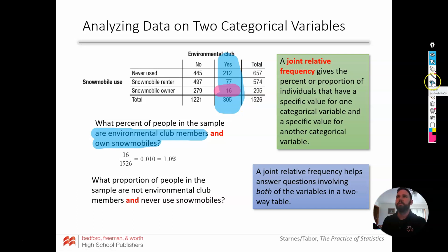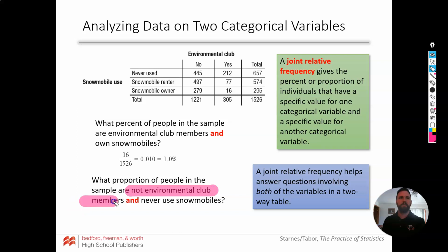Now, let's do another one. Let's erase this stuff. What proportion of people in the sample are not environmental club members, and have never used a snowmobile? 445. So I'm going to take my 445, divide by my total, and get 0.292. Easy peasy.